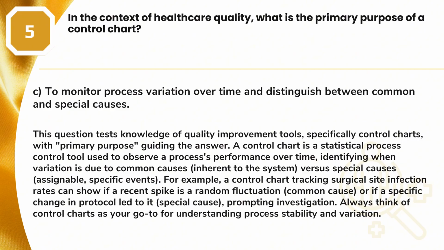For example, a control chart tracking surgical site infection rates can show if a recent spike is a random fluctuation, common cause, or if a specific change in protocol led to it, special cause, prompting investigation. Always think of control charts as your go-to for understanding process stability and variation.